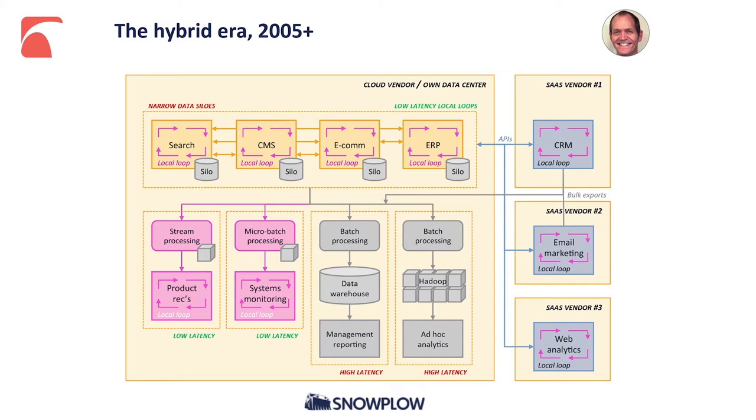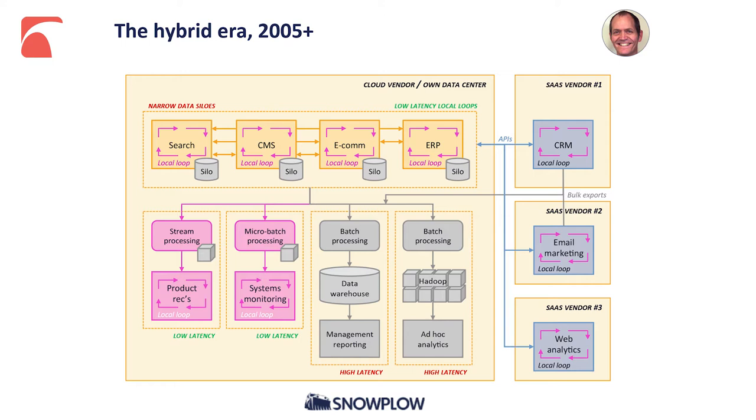We've probably also got a lot better about monitoring our systems. So we've probably got some independent monitoring processes going on there that are completely separate from the other flows. And maybe we're even exploring stream processing, maybe Storm or Spark Streaming. And maybe we're doing some quite cool real-time stuff there, like product recommendations or user churn or whatever.